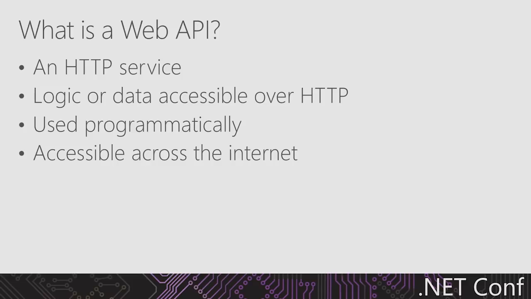Well, a web API is an HTTP service. It's some logic or some data that you want to be accessible over HTTP. It's an HTTP resource. Web APIs are typically intended to be used programmatically. They're intended to be called as a service from code, from software. And the really cool thing about them is they're APIs in the sense like you have APIs in a library, like if you're writing .NET code in a DLL. But these are APIs that can be accessed across the internet.